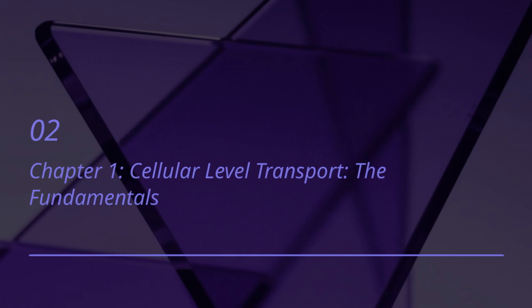Connecting these concepts to the larger picture helps us appreciate how cells interact with their environment to keep the body working smoothly. So, as we go through this chapter, keep in mind how these basic transport mechanisms underpin all the complex activities happening within our bodies.